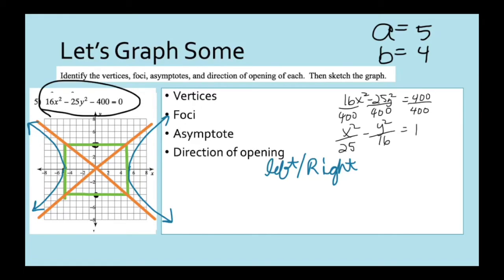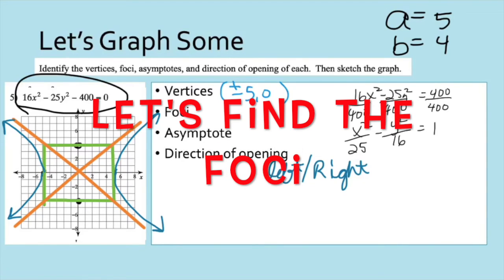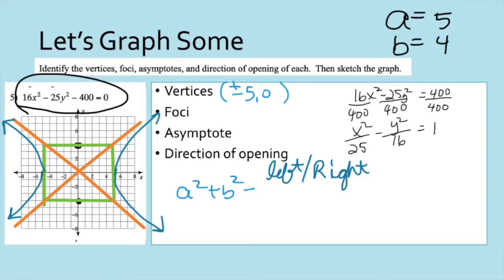Our vertices are here. Our vertices are at our a values, and those a values are plus or minus 5, 0. Let's find our foci. We're going to use the equation a squared plus b squared equals c squared. We can use our a and b values there, or we can use our a squared and b squared values there. We're going to have 25 plus 16. When you add those up, you get 41.